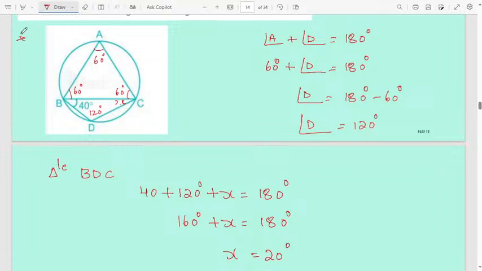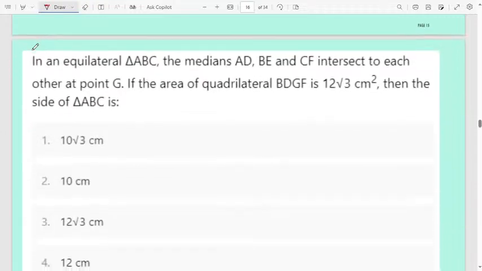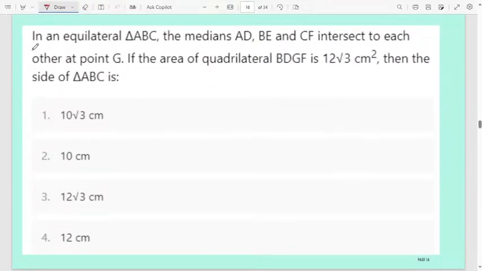Definitely this type of problem they will ask in TET. No need to write everything in detail. Easy problem. Let us move to the next problem, question number 9.